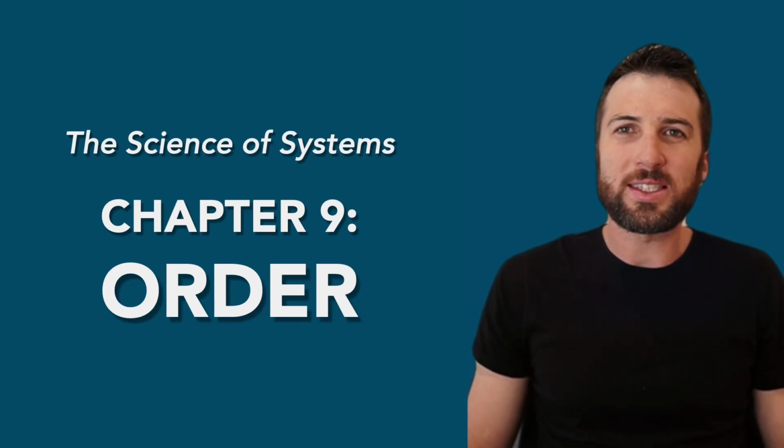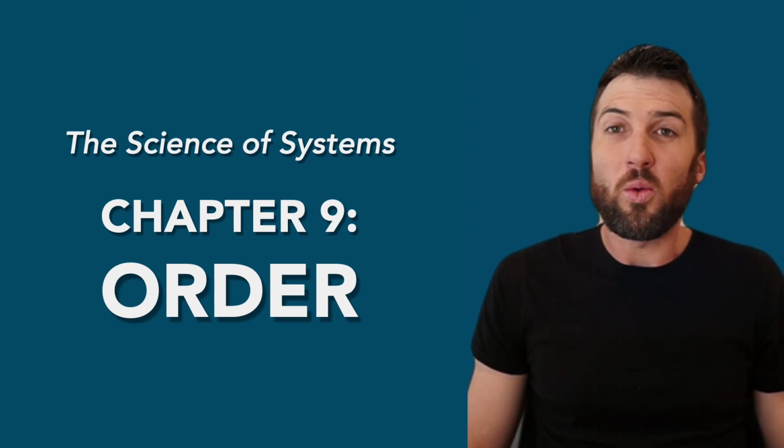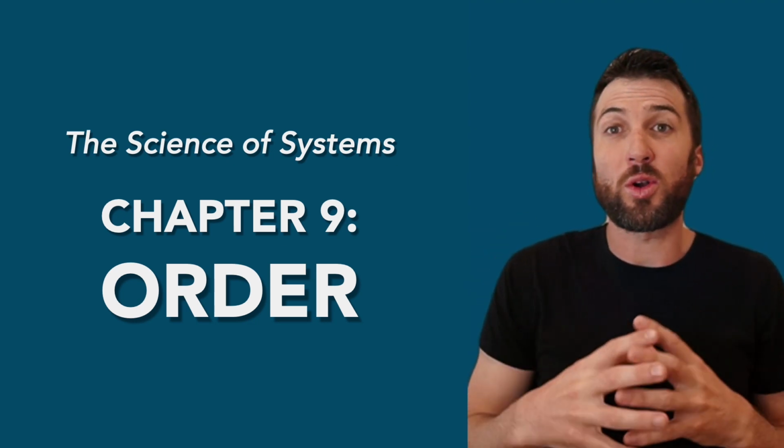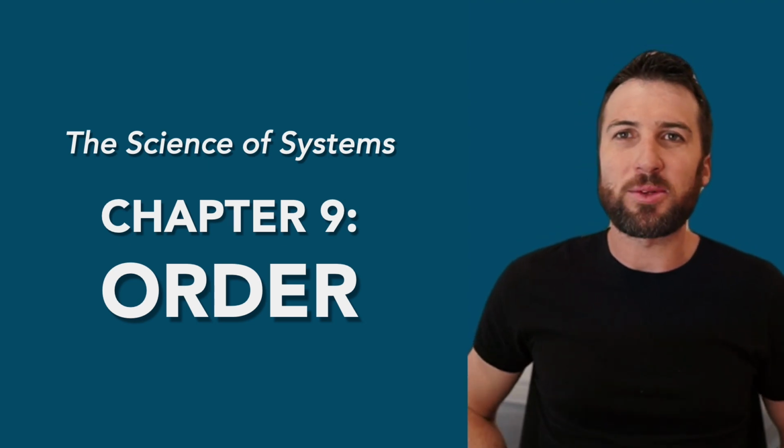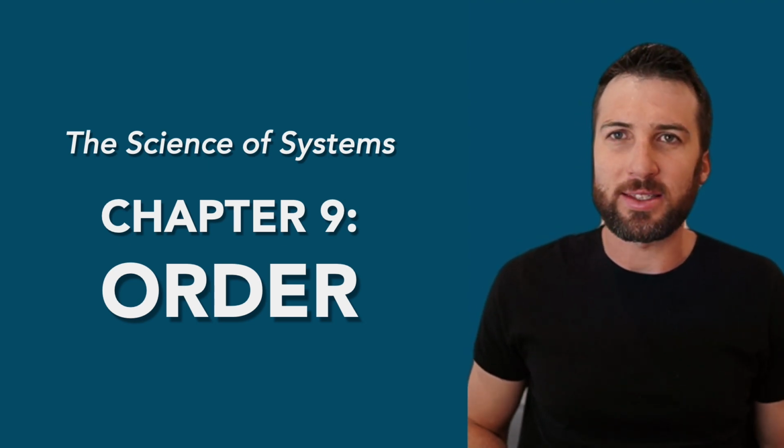Today's all about systems in order. When can systems become more ordered over time? And this plays a critical role in life. This is chapter 9 of the book, The Science of Systems.